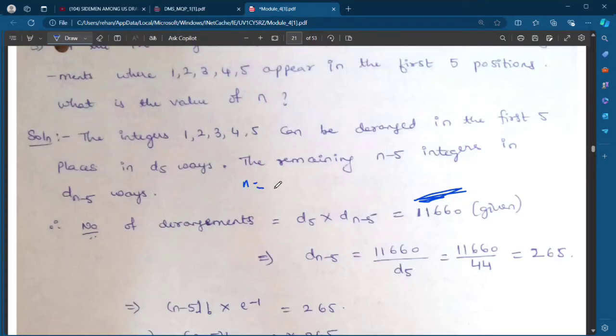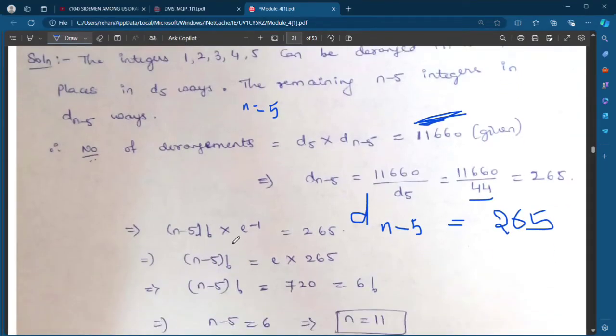So d5 is very easy to find out, where n is equals to 5 here. So you can find the value of that, that is 44. So if you substitute here and subtract, you're getting d(n minus 5) is equals to 265. Okay, n minus 5 factorial into e power minus 1. So we know that dn is equals to n factorial into e power minus 1. So I'm just taking whatever the value place of n is, that n minus 5. So I'll take n minus 5 factorial into e power minus 1, which is equals to this number.